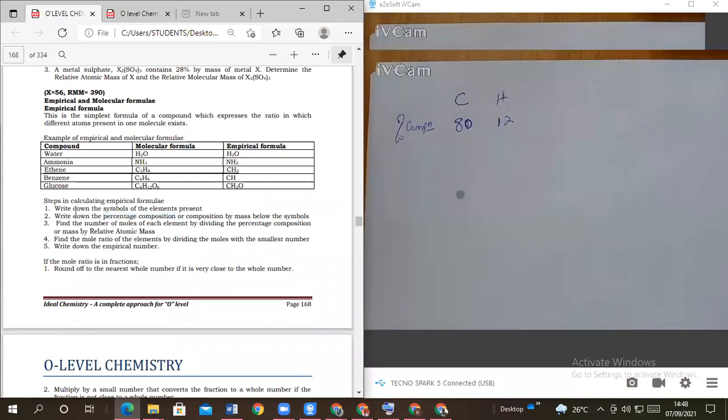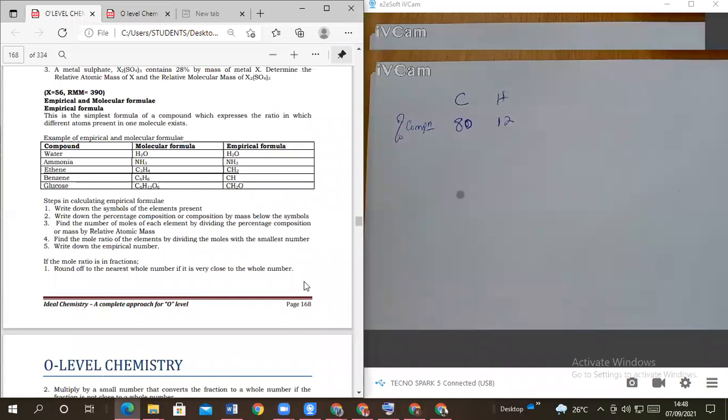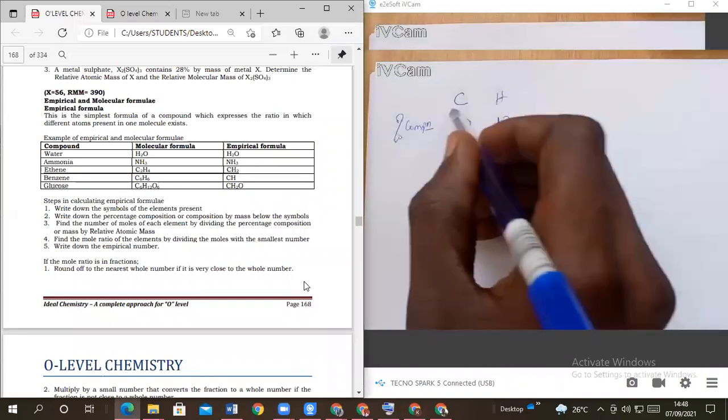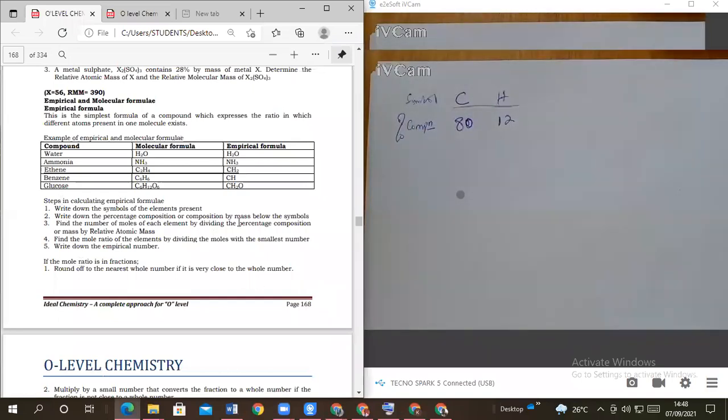So this is what they mean. Write down the symbols. The symbols we have written are this one, C and H. These are our symbols. Symbol. We go to percentage composition.